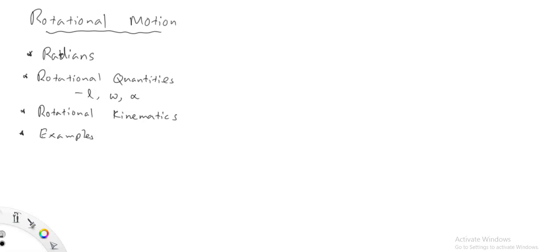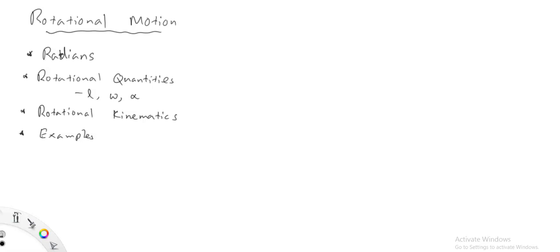Hello everyone. So today's topic is rotational motion. We're going to talk about a new unit called radians, which is used to measure the angle, but it's a little different from degrees, the unit that we've been using all this time. Radians is a more geometric, math-friendly kind of unit. It's widely used in math and physics.